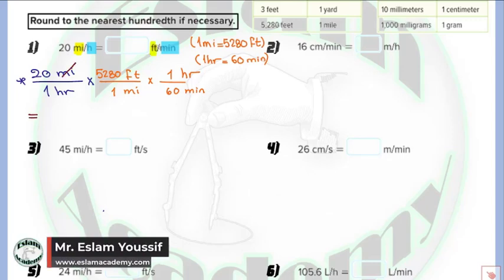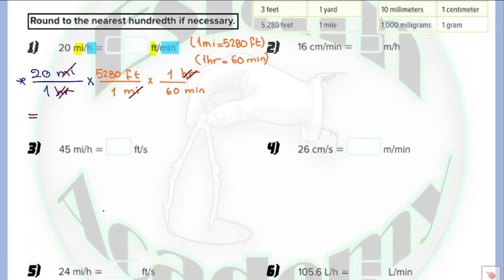At the first we have here mile, just cancel with mile. Hour will be cancelled with hour. So just by simplifying, you will find that the answer will be equal to 1,760. The only unit that we have at numerator is feet. And the only unit that we have in denominator is minute. So it means the answer now will be equal to 1760 feet per minute.